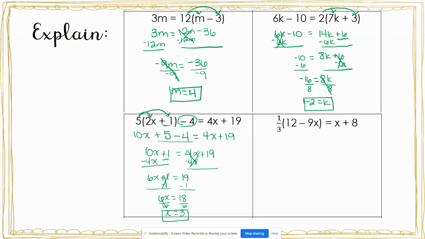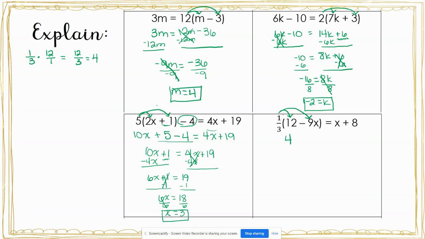Next, I have 1/3 times 12 minus 9x equals x plus 8. I'm going to distribute my 1/3 first. Well, if I do 1/3 times 12, remember that if I'm multiplying a fraction times a whole number, I can put my whole number over 1 and multiply like normal. 1 times 12 is 12, and 3 times 1 is 3. Well, this really says 12 divided by 3. So 12 divided by 3 would give me 4. That means that 1/3 times 12 is 4.